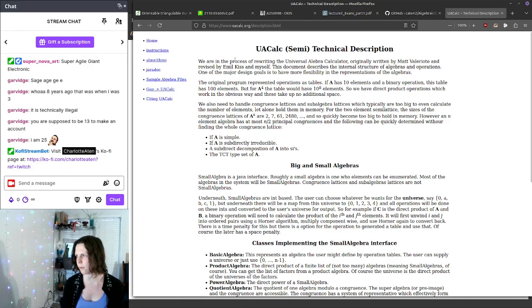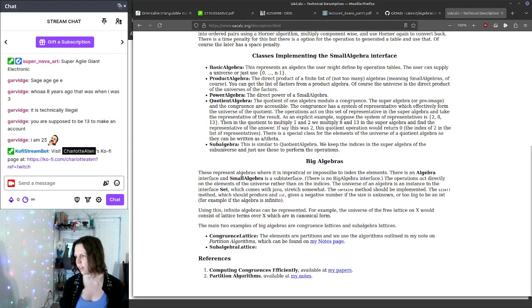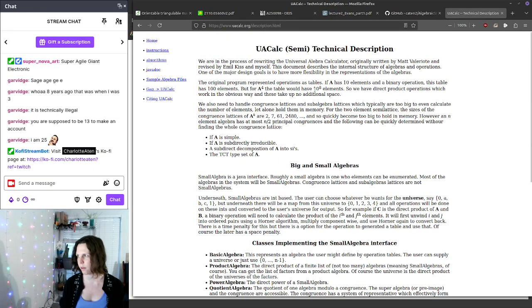So here's a semi-technical description. Oh, we are in the process of rewriting this. Okay, so I hope that it's still in the process of being rewritten or something. I don't know. Maybe I should just email Matt Valeria and ask, hey, what's going on with this thing? I would like to know this, actually. I should find out about that.